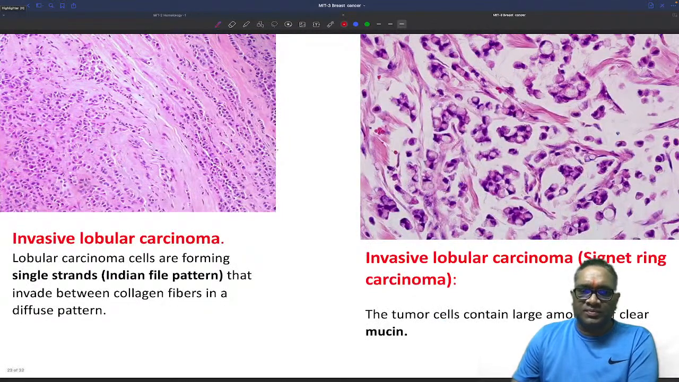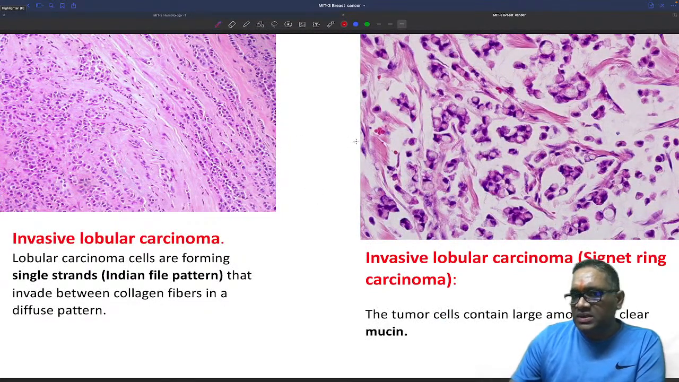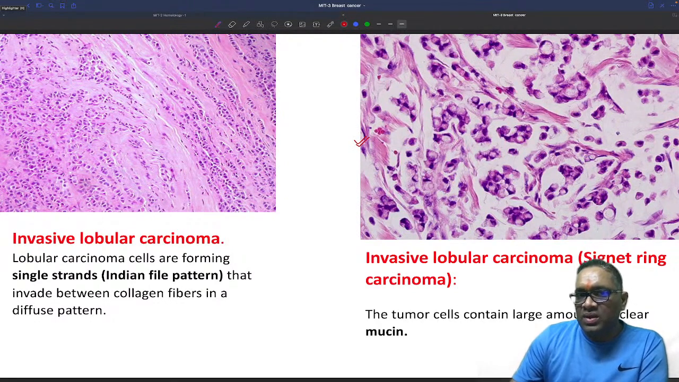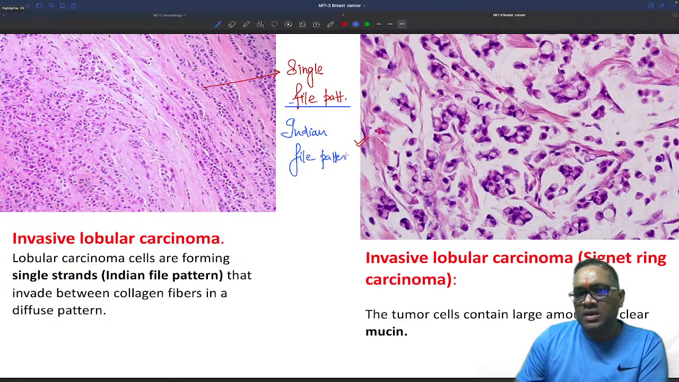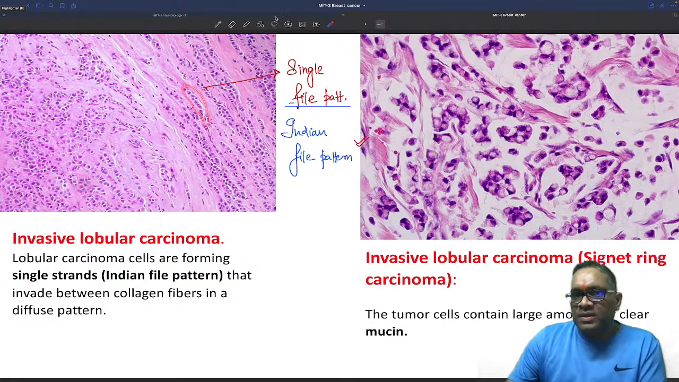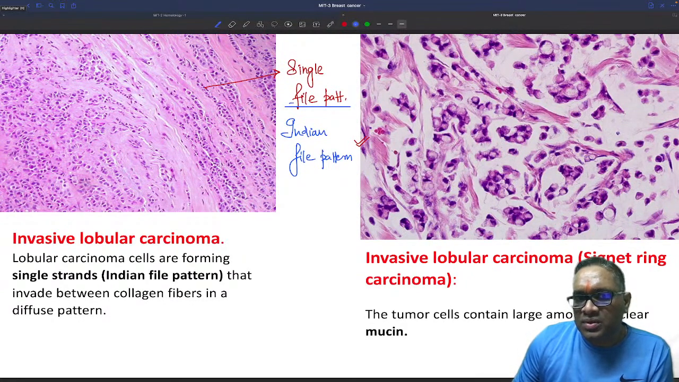If you look at this picture, you can see there is another pattern. This is the Signet ring cell which I have shown you, and now you can see here they are having a single file pattern or Indian file pattern. So this is called single file pattern, also known as Indian file pattern, right? So what happens here? If you look at the cells, these are cells in a linear fashion arrangement, and they are infiltrating into the, see what I am showing you here, all these are tumor cells, right?